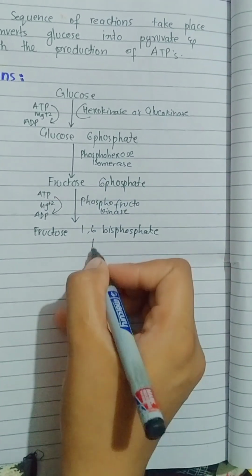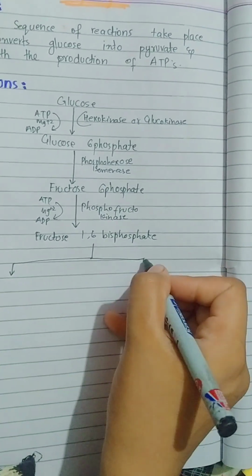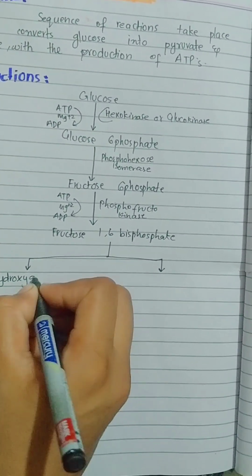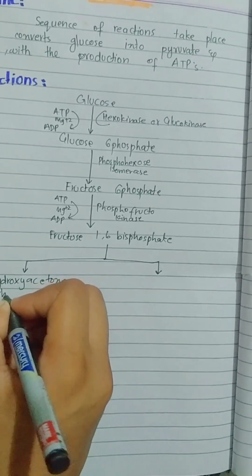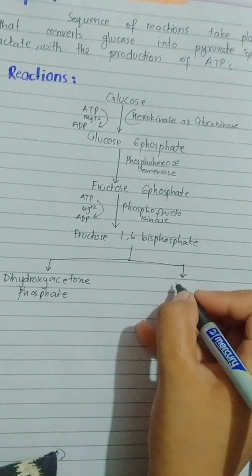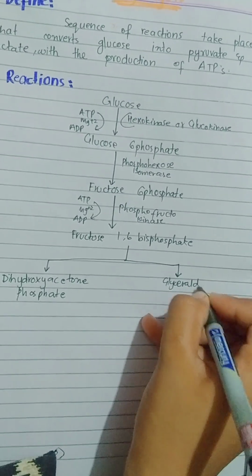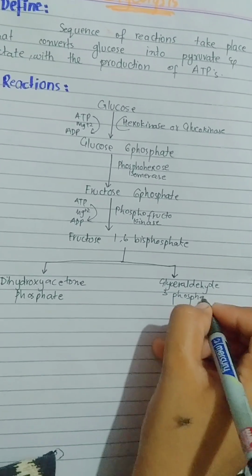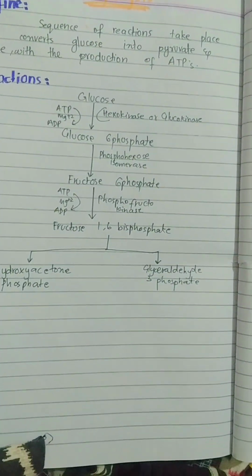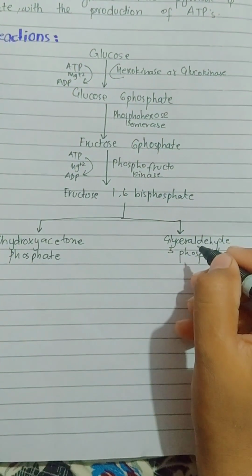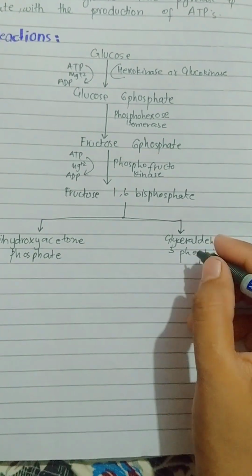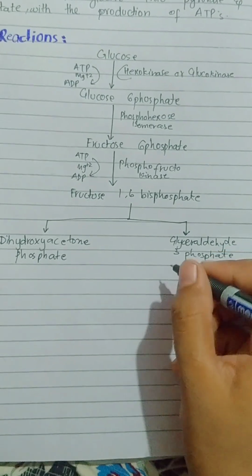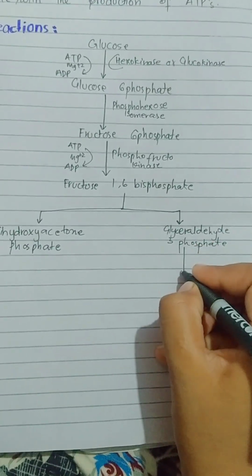Fructose 1,6-bisphosphate splits into two components. The first component is dihydroxyacetone phosphate, and the other one is glyceraldehyde 3-phosphate. At carbon number 3 a phosphate group is attached, so that is glyceraldehyde 3-phosphate. This phase is the energy withdrawal phase.